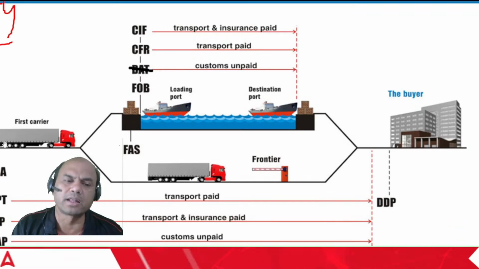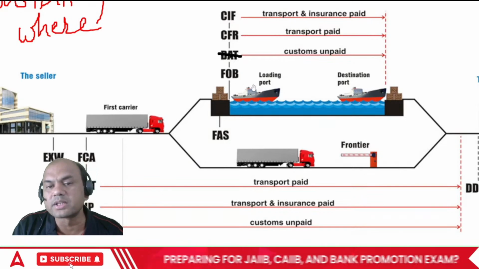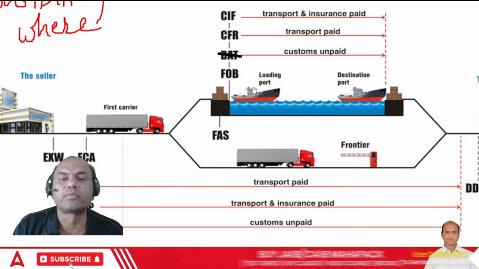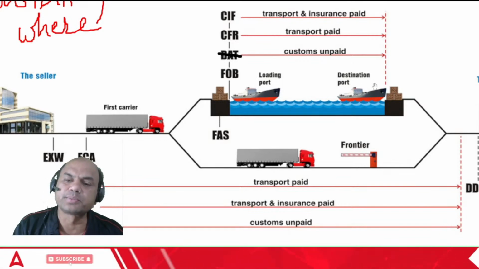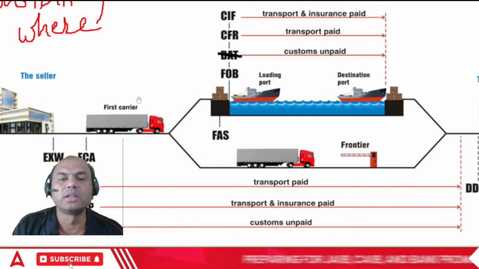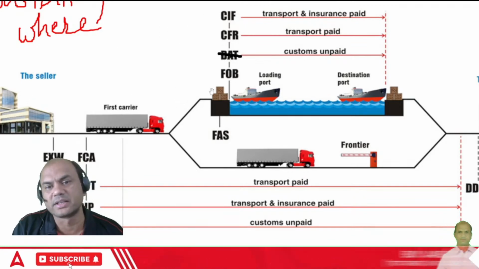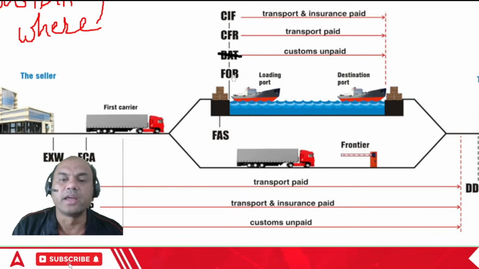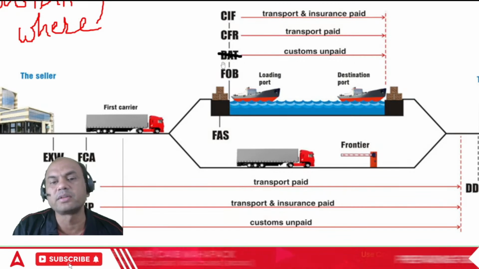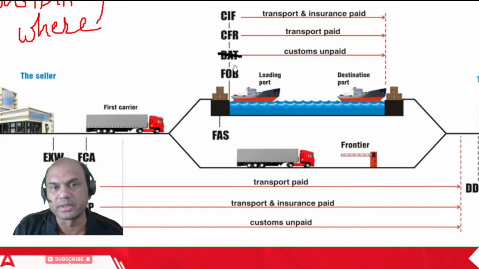Very simple one. I'll take the goods from here and load it on the ship. Now from here, the full responsibility is of the seller. So it's only free on board, which means only the cost of manufacturing the goods and the truck cost is considered. That's it. That is called FOB. FOB is a very important Incoterm in our banking. Why? Because most of the pre-shipment finance is given on FOB basis.